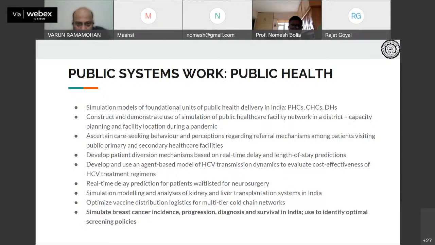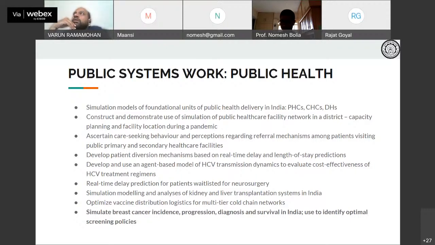From an operational standpoint, of course, because we're OR people, what we're interested in is, in general, operational things. And so the idea is to develop tools that can be used for analyzing the delivery of healthcare in the Indian context. And of course, public health delivery is the obvious focus in a country like India.